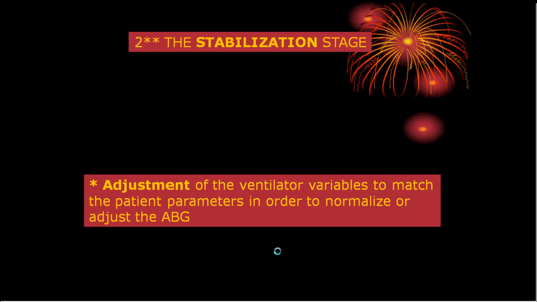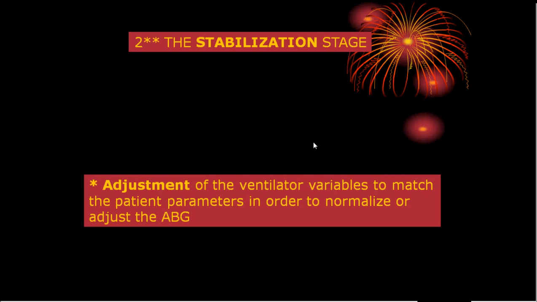Then we shift to the stabilization stage. In the stabilization stage, you put the patient on empirical settings, and you have to adjust. Adjust for what? You put the patient on the ventilator for adjustment. Usually the adjustment is done according to the data we reach.